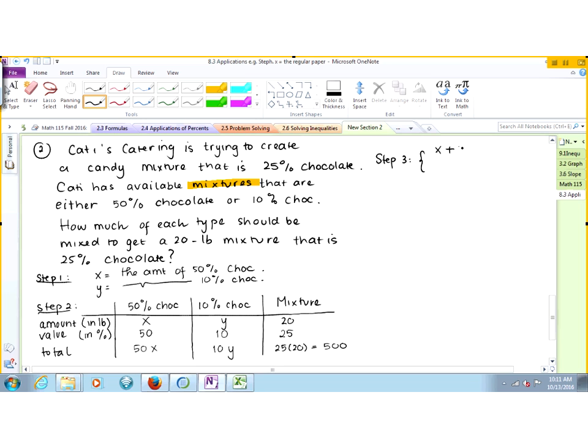Now, what are the equations? What are my equations here? X plus Y is equal to 20. What else? 50x plus 10y equals 500. Yeah. So if you organize it in a table, it's a lot easier, right? Okay. All right. So I'm actually finished with the mixture problem, but I'm not finished with the section.